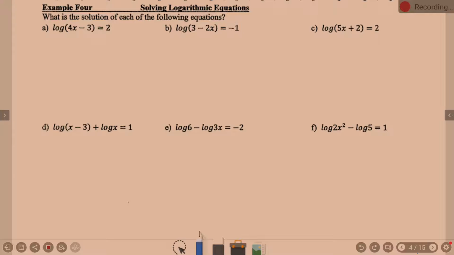What about this last batch of equations? What do you notice about these? Okay, there's no x in the exponent. We have a log already in the equation, right? Or maybe multiple logs. So, we can't really solve a log equation in this form. So, how do we take a log equation and change it to an exponent equation?